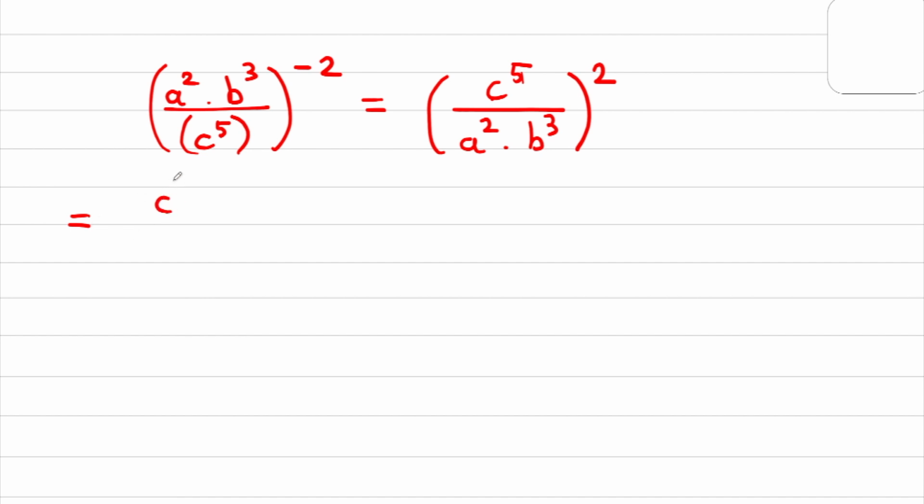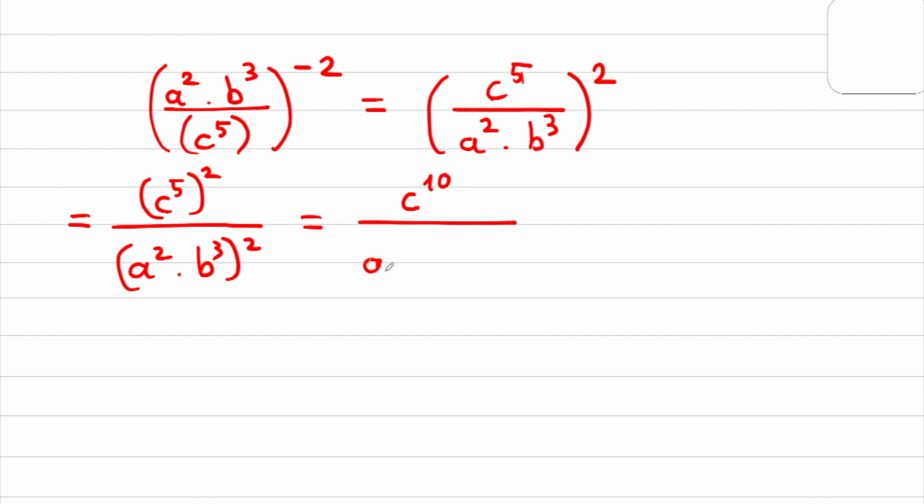You will have c^5 here, and you got a square outside. The next one you got a square and b^q, and after that you got a square here. And I think next step you will understand. You got c to the power of 10 here, and then a square outside, b^q square outside, and then c to the power of 10, a to the power of 4, and b to the power of 6.